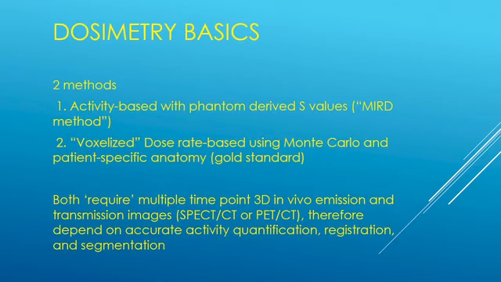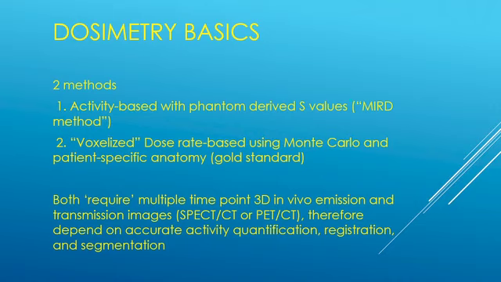All right, so now that we've understood why we want to do it, the question is how are we going to do it? There are two methods we're going to look at. The first is the activity-based method with phantom-derived S values, called the MIRD method, and the second is known as the voxelized method, which is dose-rate based, using direct or indirect Monte Carlo with patient-specific anatomy. Now, they have a lot more commonalities than you would think, because most of the time the emphasis is put on their differences.